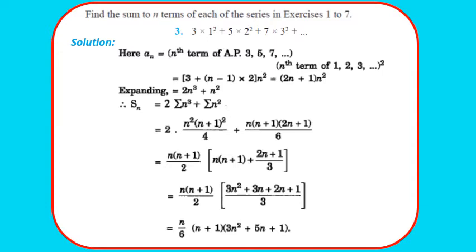So Sn will be equal to 2 into sigma n cube plus sigma n square. So putting the value of sigma n cube, which is equal to n into n plus 1 upon 2 whole square, plus sigma n square equals n into n plus 1 into 2n plus 1 upon 6. So taking n into n plus 1 upon 2 common, we get n into n plus 1 upon 2 into n into n plus 1 plus 2n plus 1 upon 3. On simplification, we get n upon 6 into n plus 1 into 3n square plus 5n plus 1. Clear? So pause and note down the solution.